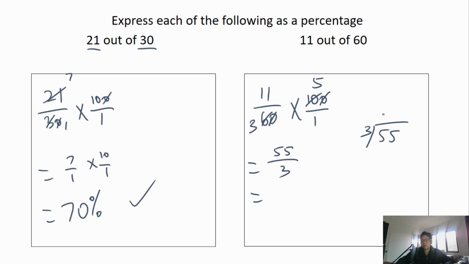3 goes into 5 once, with the remainder of 2. 3 goes into 25, I think 8 times, with the remainder of 1. 3 goes into 10 3 times, the remainder of 1, and this one's also recurring. So we have 18.3 recurring percent. Give yourself a tick if you got that one correct as well.